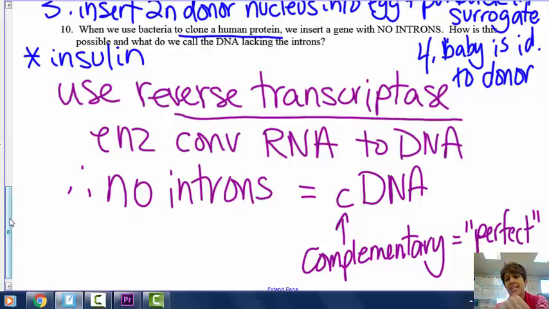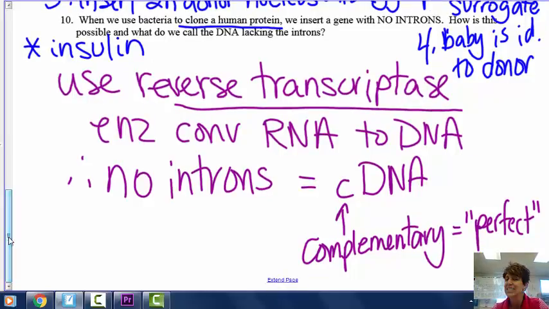If there's no introns in that new section of DNA that was made from the RNA, it's called cDNA. The C stands for complementary DNA, but I like to think of it as perfect DNA, meaning it doesn't have the introns, so the new organism doesn't have to try and figure out which parts are nonsense and which parts are important.